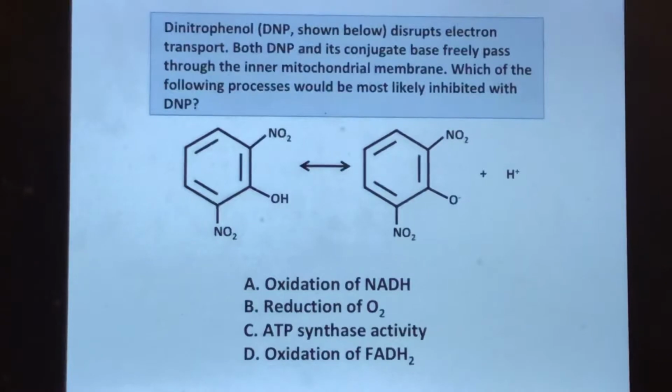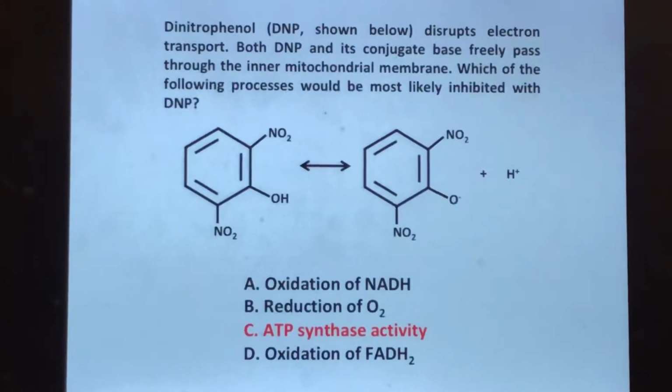And you're given oxidation of NADH, reduction of O2, ATP synthase activity, and oxidation of FADH2, all things which occur in electron transport. So think about electron transport, think about the answer, and the answer is C, ATP synthase activity.